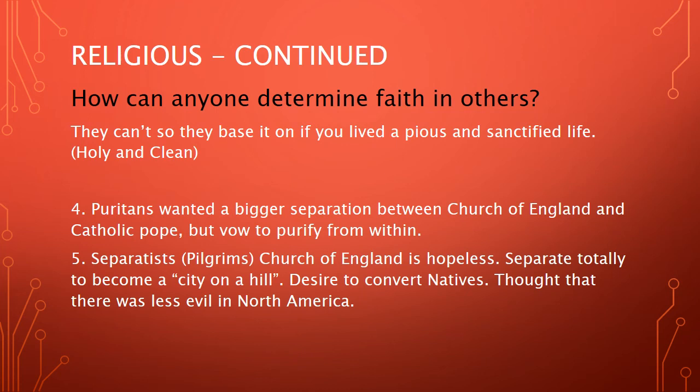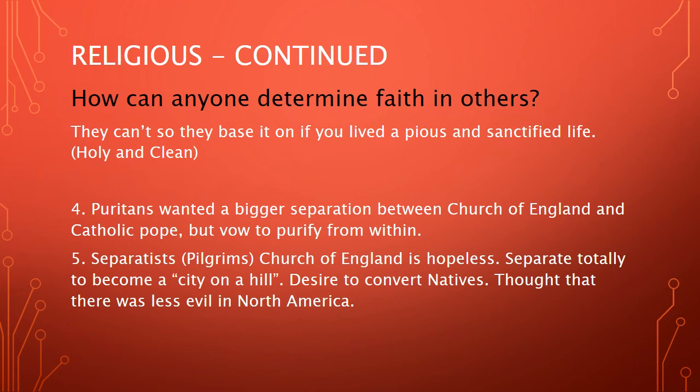And our last two reasons, the Puritans, it should be a four. Puritans wanted a bigger separation from the Church of England and the Catholic Pope. And they vowed to purify from within. All right, so they stayed within the Church of England to try and purify it. So we always call the individuals who came to America Puritans, but in reality, they aren't. They were the separatists. The separatists are the pilgrims. They are the ones who say we need to separate totally from the Church of England. The Church of England is hopeless, and we need to become an example. And they called this example the city on a hill.